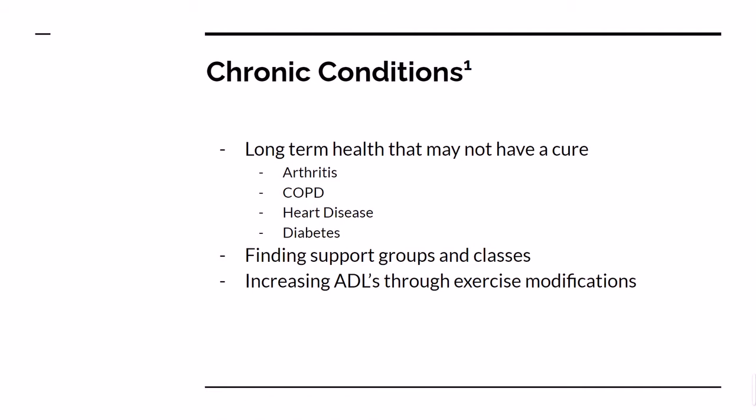The best thing you can do whenever you have a chronic condition is to typically find support groups or classes with people with similar conditions, as these will help you find ways to manage the condition significantly better. And then another thing that you can do with these chronic conditions is you want to increase your activities of daily living through exercise modifications.